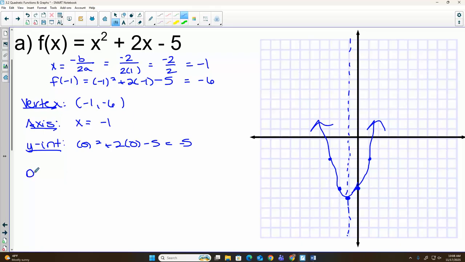What's the domain of this? Every time. What's my range? -6. Does this have a maximum or a minimum? What is my minimum value? -6. Good.